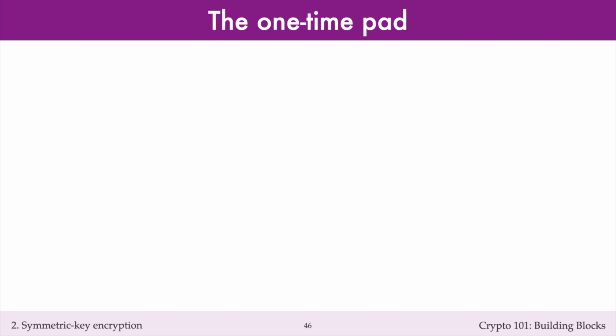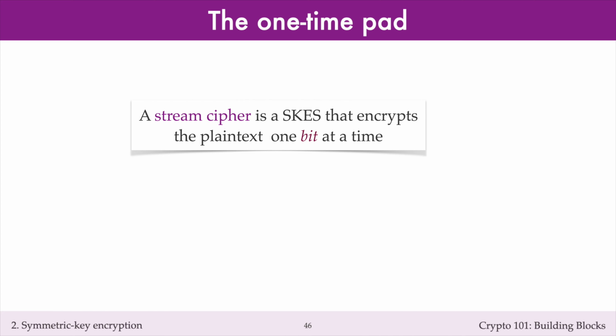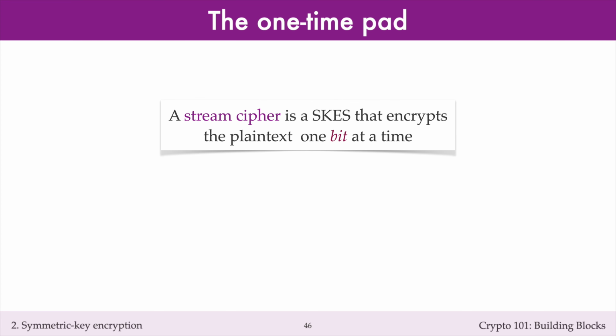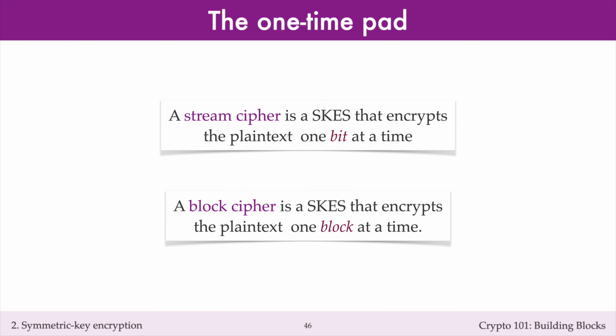There are two types of symmetric key encryption schemes: stream ciphers and block ciphers. A stream cipher encodes the bits or letters of the plaintext one at a time. On the other hand, a block cipher splits the plaintext into blocks of a fixed length, for example 128 bits, and performs the encryption and decryption one block at a time.